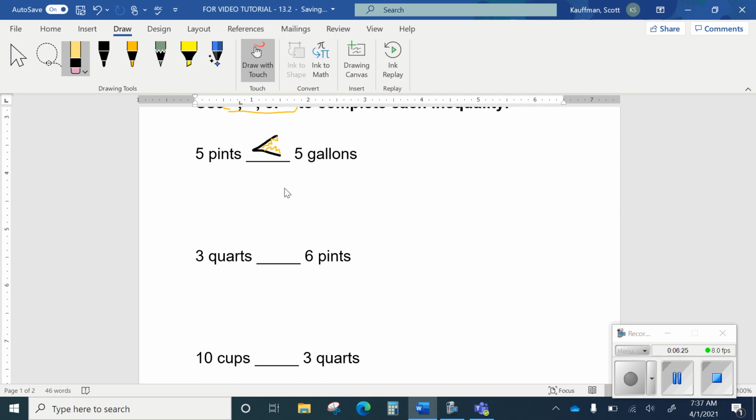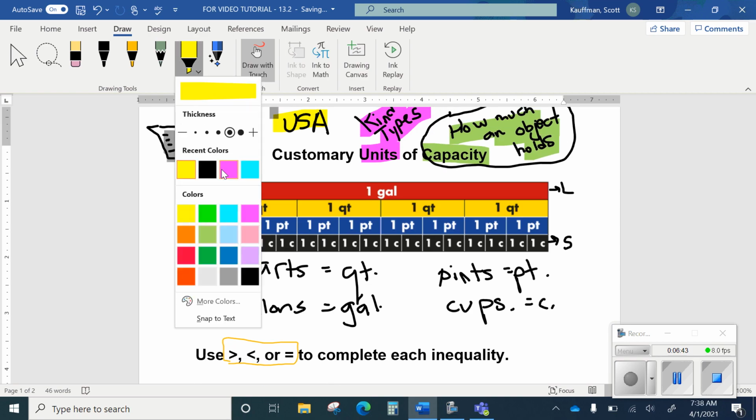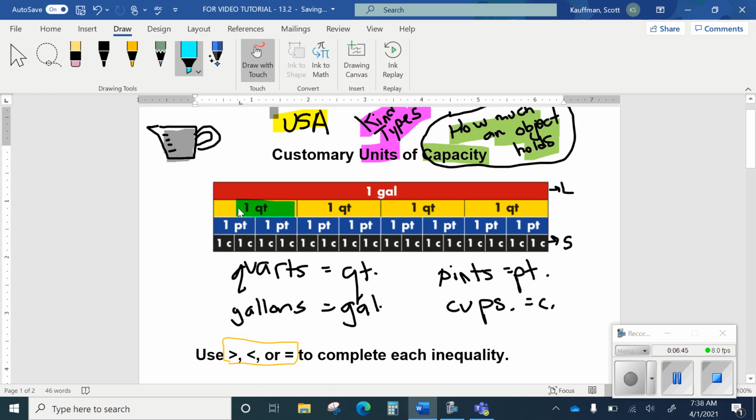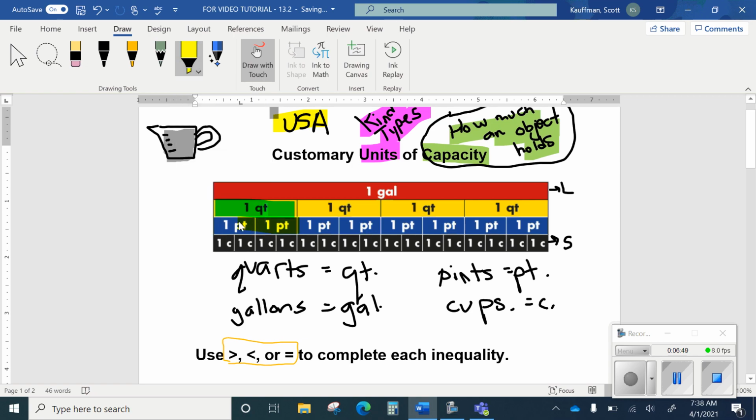All right. Now for our second one, we have quarts and we have pints. And this time our units and the numbers in front are both different. So I'm going to go up to my handy dandy chart, quarts and pints. So I can see that 1 quart is the same as 2 pints. 1 quart and 2 pints are the same size.